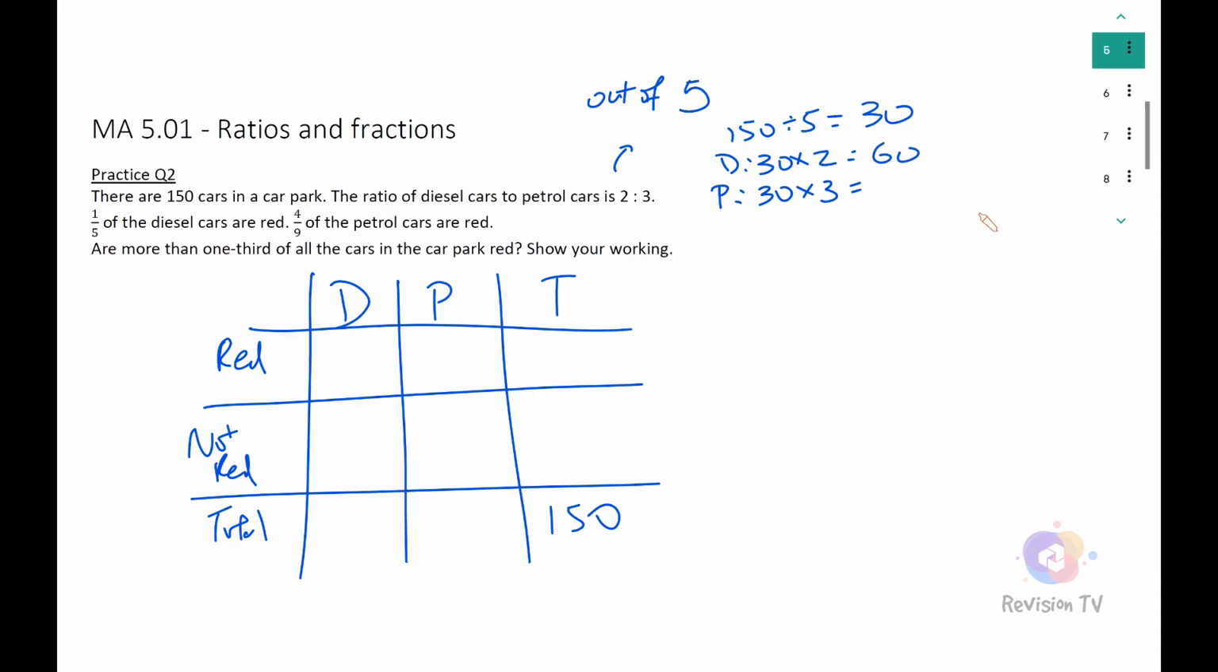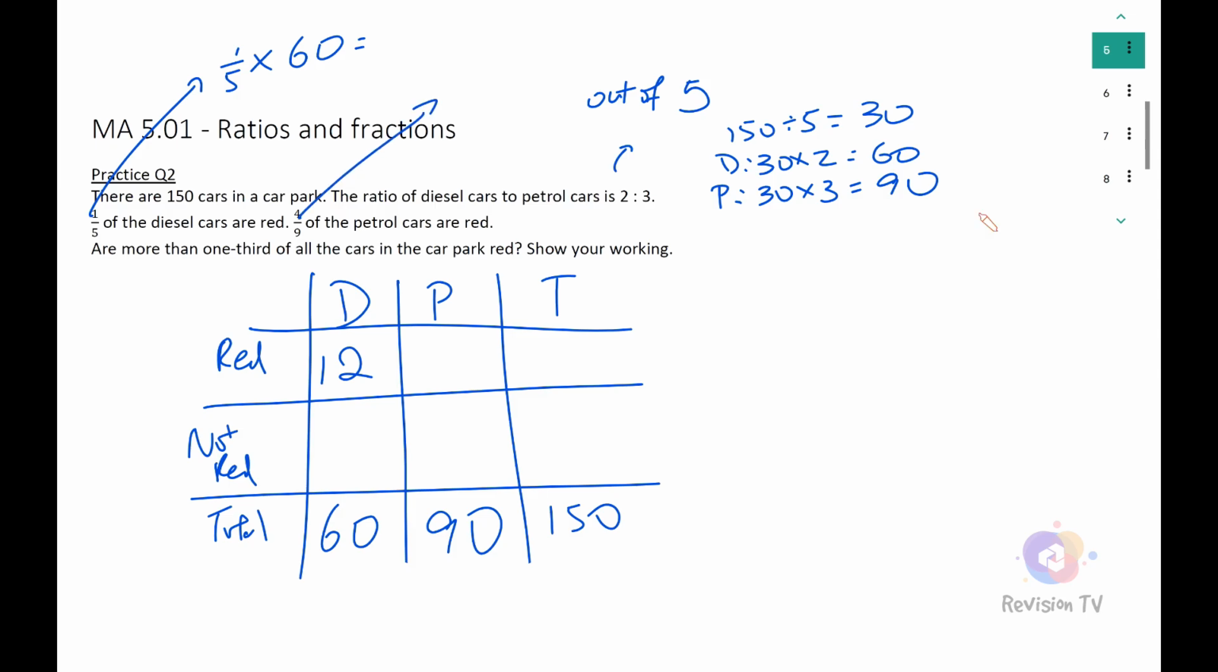30 times 2 is 60. 30 times 3 is 90. So that means the total diesel cars are 60 and the total petrol cars are 90. Next, 1/5 of means times 1/5 of the diesel cars. So how many diesel cars? 60. So 1/5 of 60: divide by the bottom, times the top. That's 12. So red diesel is 12.